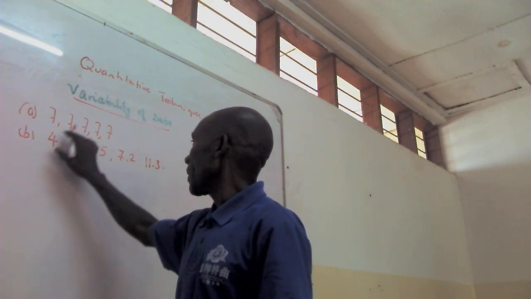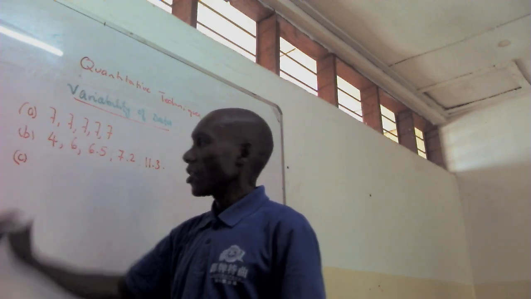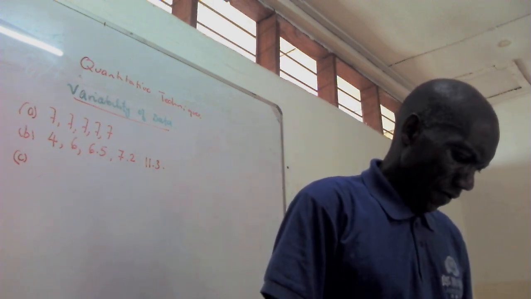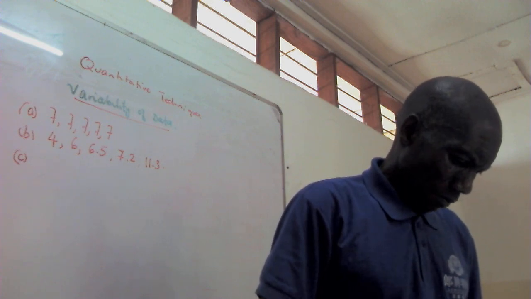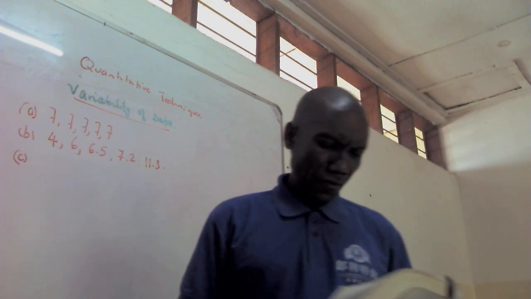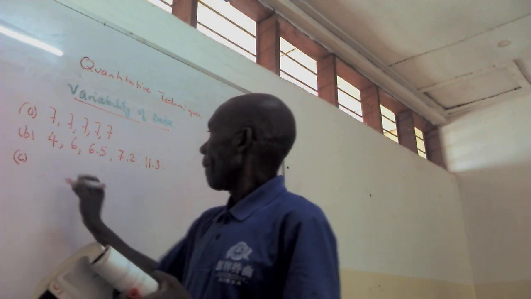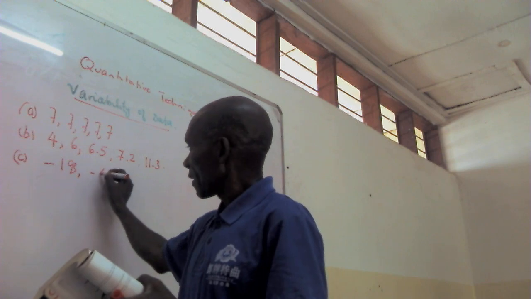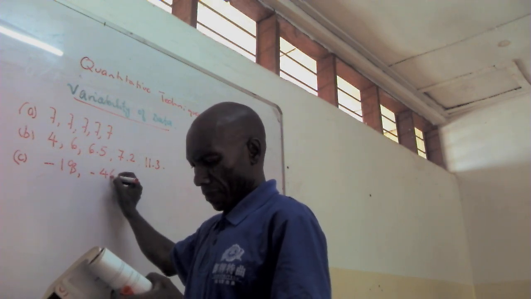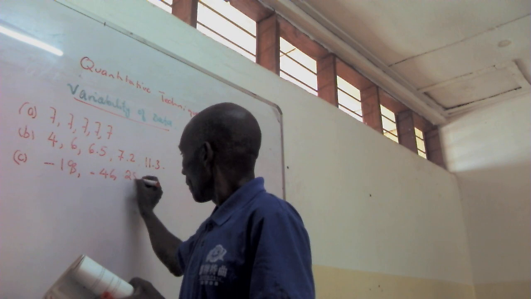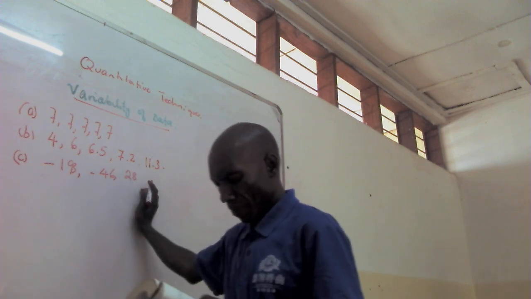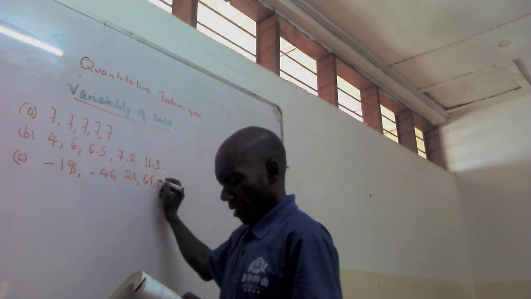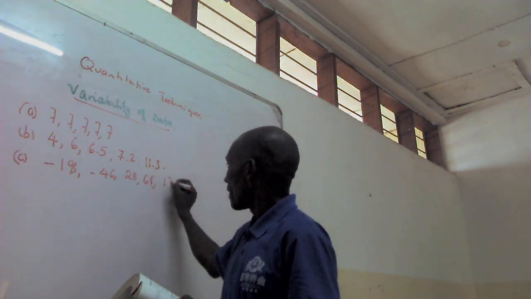Let's look at another one, the third one. This third one is minus 1, 5, minus 193, minus 46, 69, and 177.